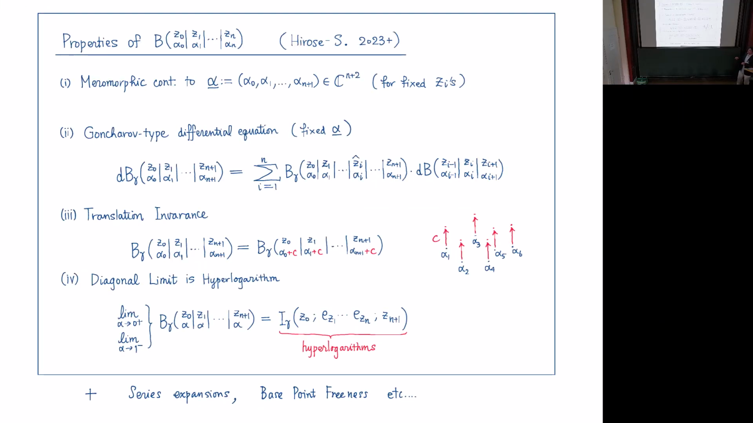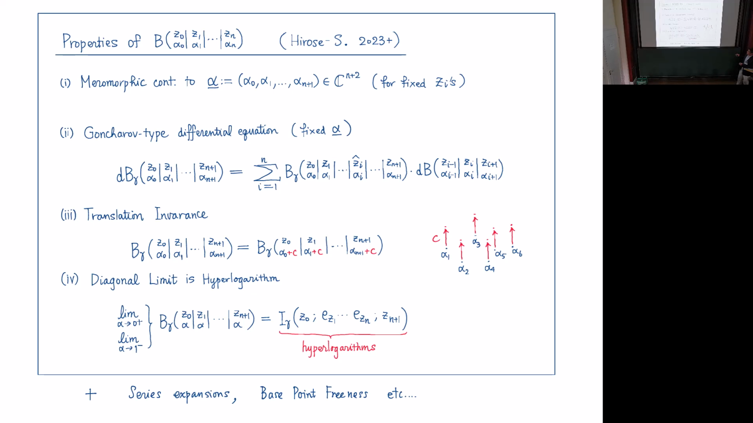Okay, so here are some properties of those iterated beta integrals. Actually, there are tons of them, but I just list a few. So it has a meromorphic continuation with respect to those exponent parameters for fixed values of the singularities. And then one of the most important things is that it satisfies a total differential equation, which takes exactly the same form as the Goncharov differential equation. And it's also for fixed parameter alpha.